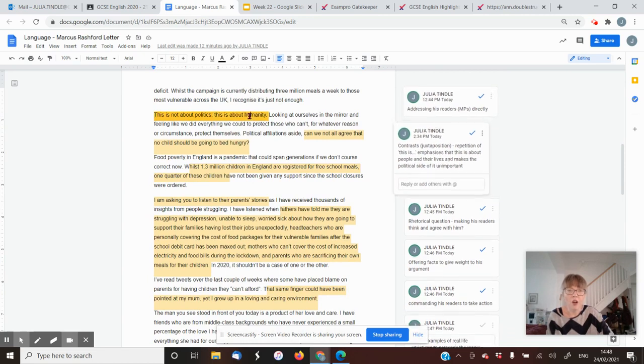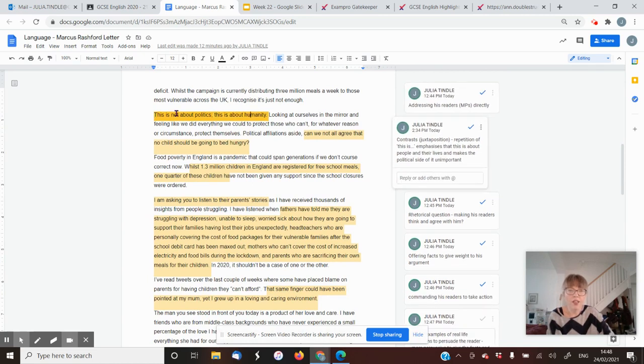But I also thought this whole sentence was lovely. This is not about politics, this is about humanity. It's a short sentence as well, which is nice. But I thought that difference between it's not about politics, this is about humanity. So that's a contrast. Sometimes we call that a juxtaposition.